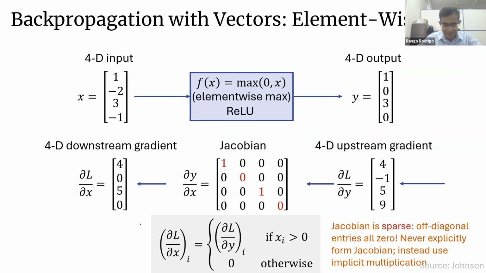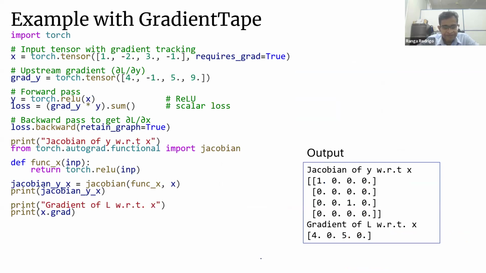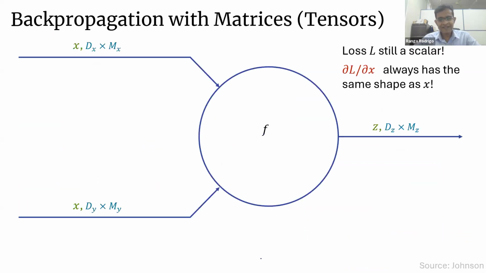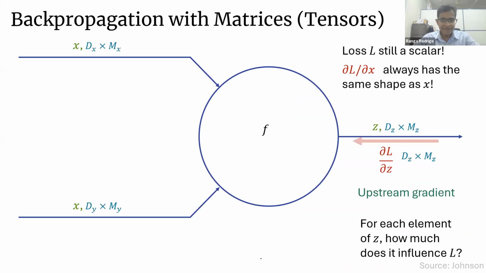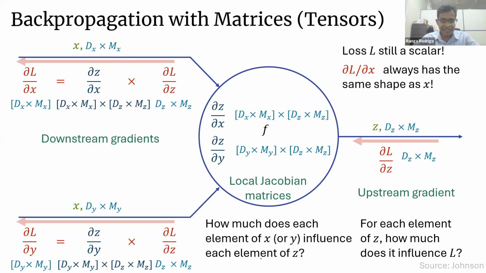But the rule is this: if x_i is greater than 0, pass the gradient through, otherwise zero. This is how the gradients are computed for the element-wise value on a vector. So we never compute the Jacobian. Then we have the matrices or tensors, and what happens there.